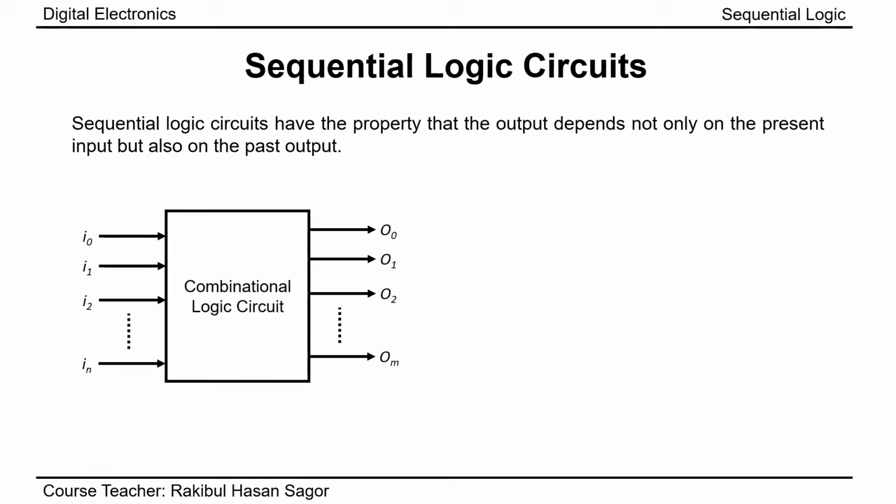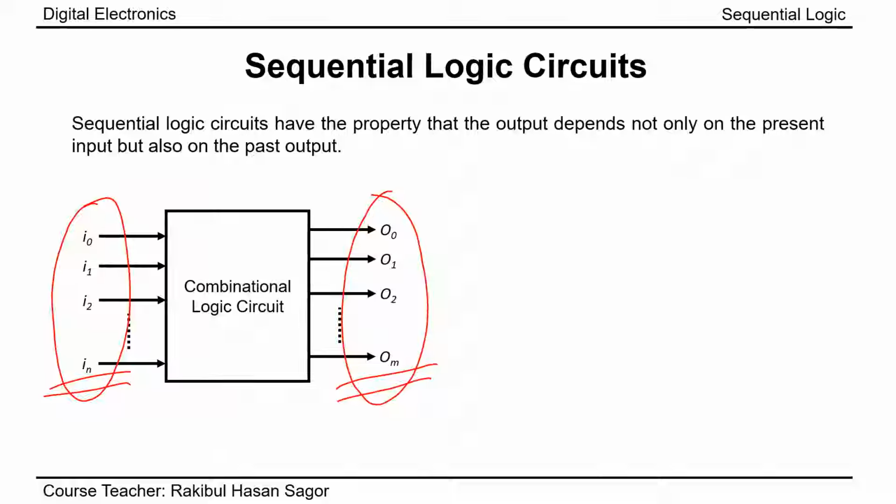This is the basic block diagram of a combinational logic circuit. You can see on the left side we have sets of inputs, on the right side we have sets of outputs. Now this output depends on the present inputs only. Whenever the inputs are available, then outputs will also be available. If there is no input, the output will not be there. And this output doesn't depend on the past inputs or other feedbacks. It only depends on the present input. But unlike a combinational logic circuit, the sequential logic circuit has different properties.